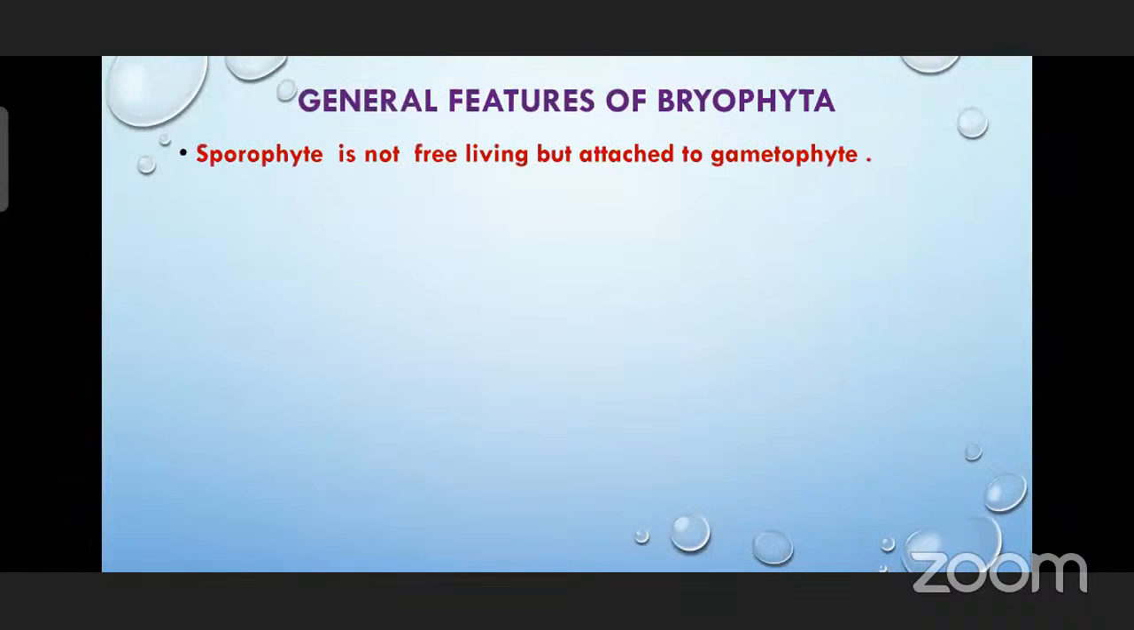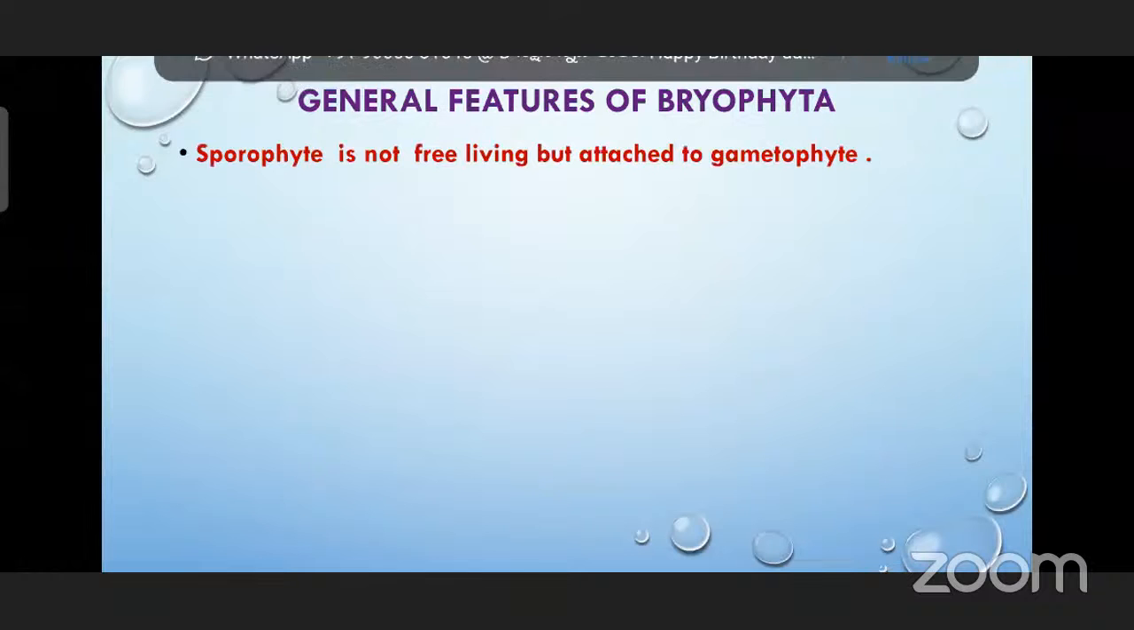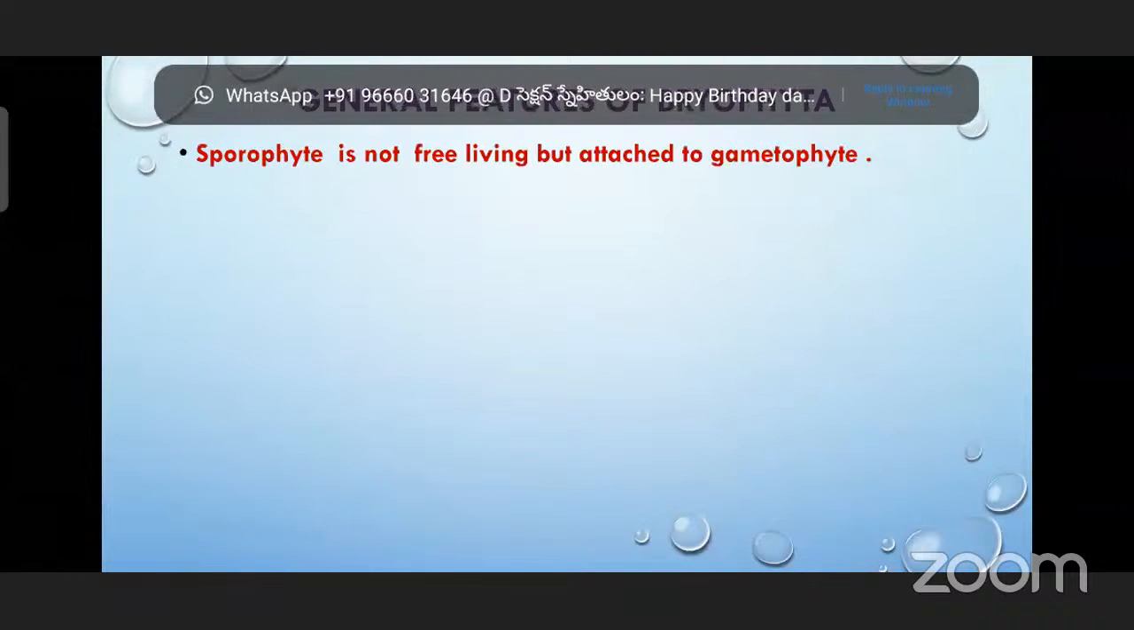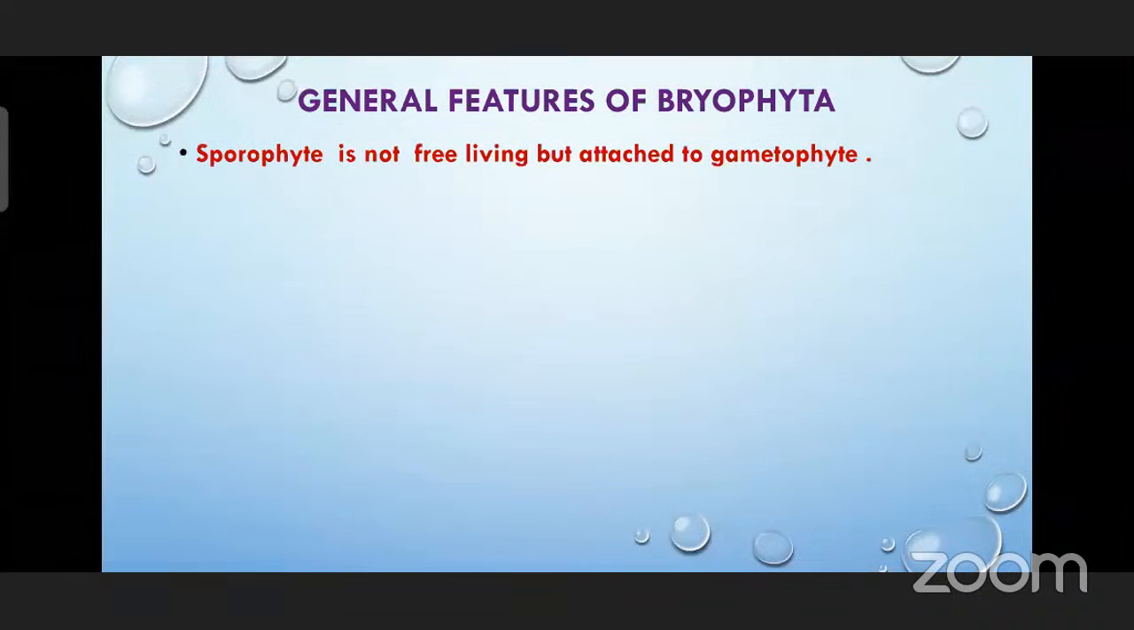The sporophyte is not free living but attached to the gametophyte. As I just said, the zygote is going to form and develop into the sporophyte. Where is this happening? This is happening on the gametophyte itself. On the gametophyte itself, the fertilization process is completed and the zygote forms. Then the zygote develops into a multicellular structure called the sporophyte.